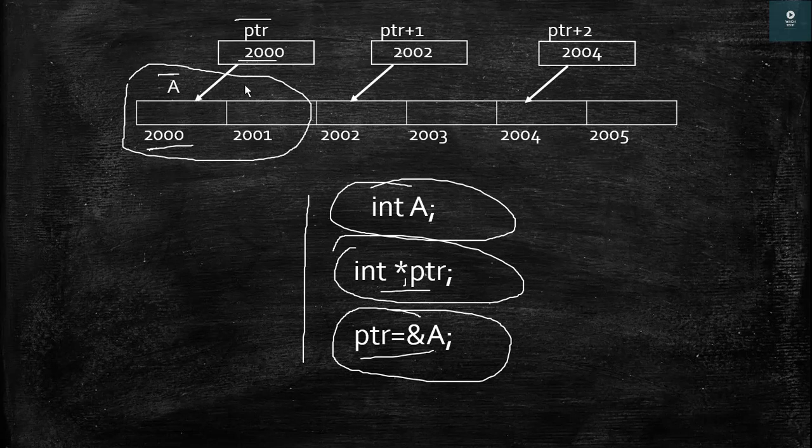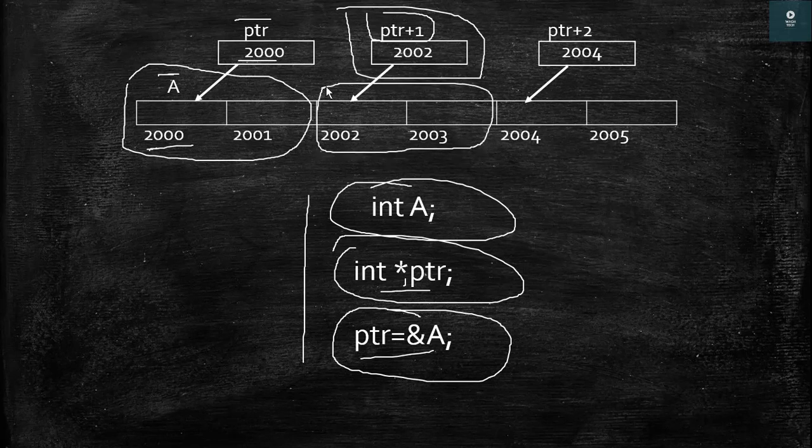Okay, so after this, ptr plus 1 will be 2002. Why? Because size of integer is 2, and therefore we have 2000 and 2001 for a, and then we have 2002 for ptr plus 1. Okay, so ptr plus 1 is equal to 2002. Okay, so these two are for ptr plus 1. And after this we have ptr plus 2 is equal to 2004. Why? Because size of integer is 2, and therefore these two are for the next element, and then we have ptr plus 2 is equal to 2004. Okay, so this is for integer.